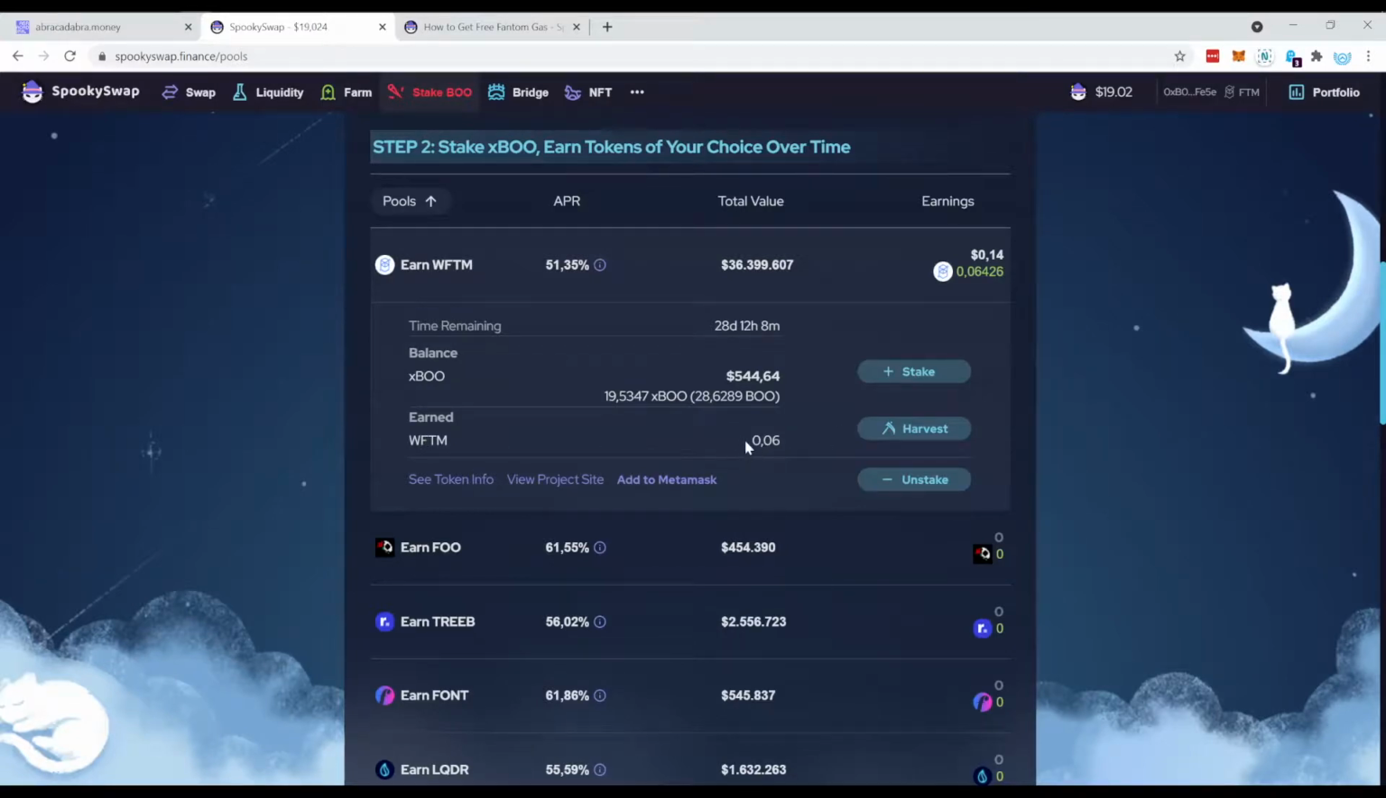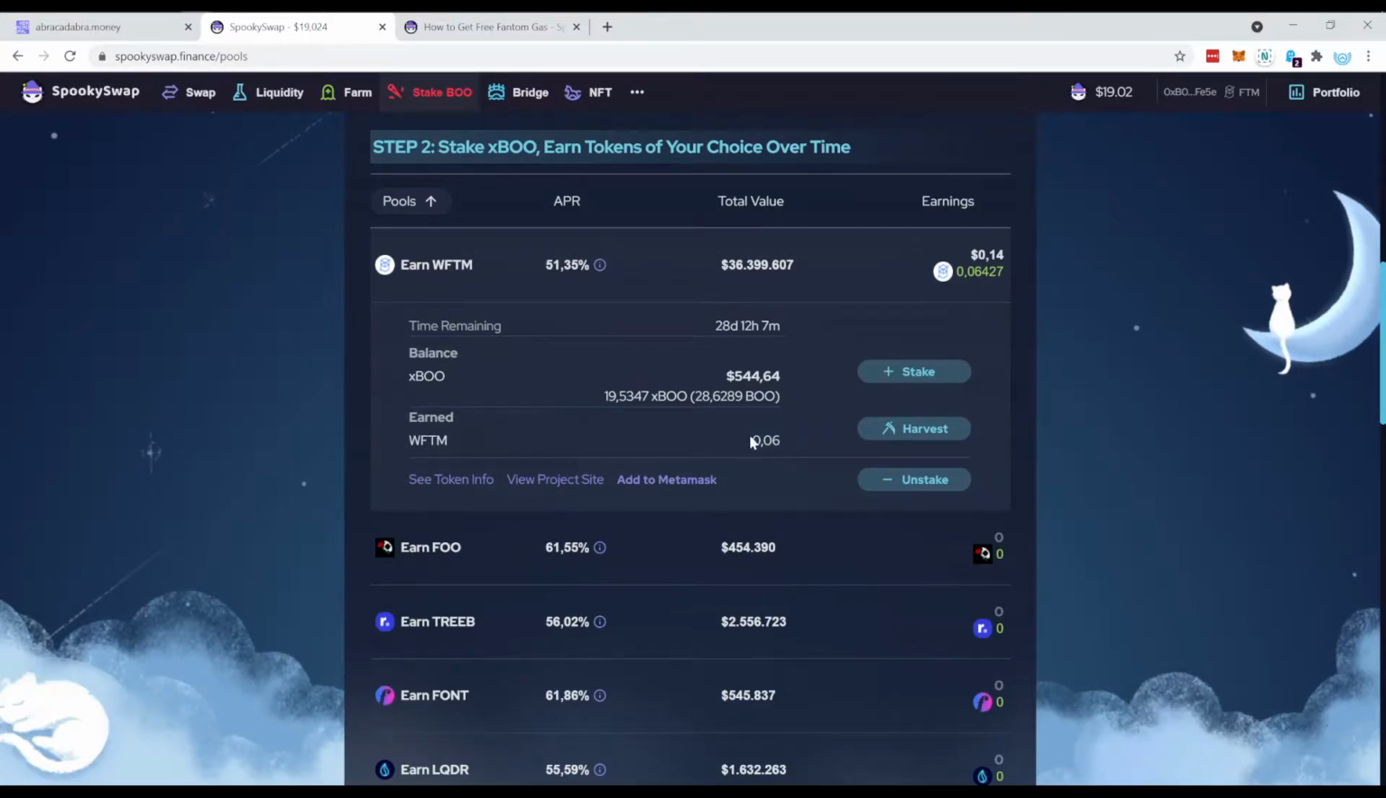Of course, you have to make sure that this amount is big enough so that it makes sense, so that the transaction fee is not higher than the amount which you would harvest. So I would just leave this here. This is basically a no-brainer. You can just leave it in here and let the money work for you.